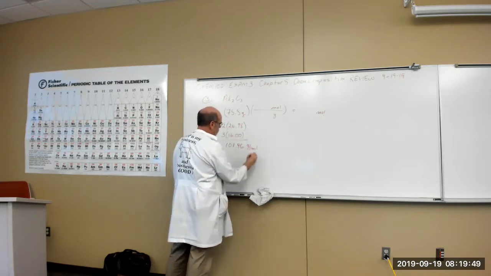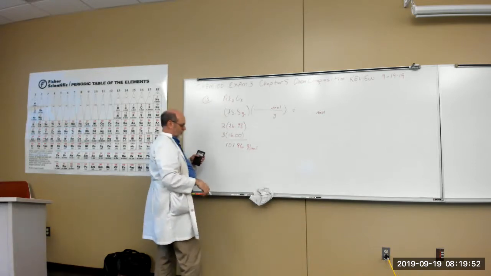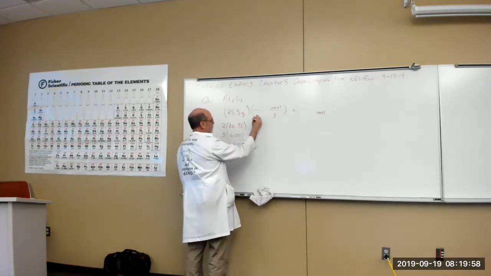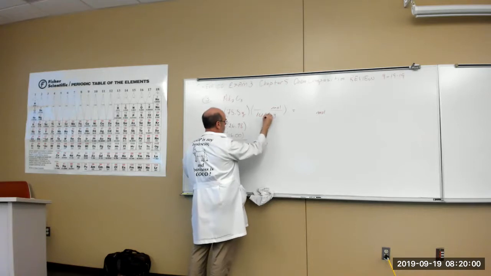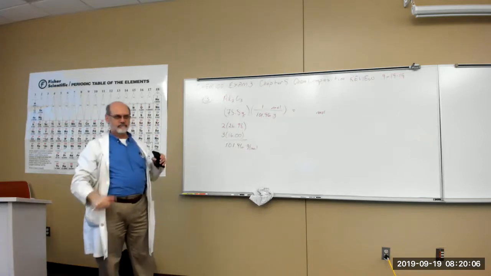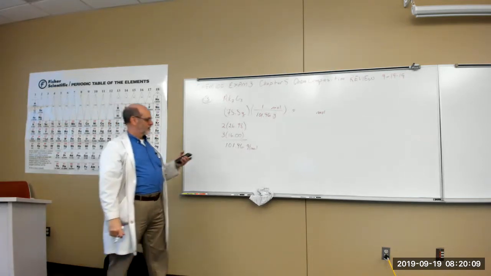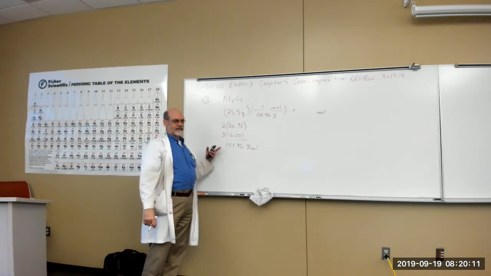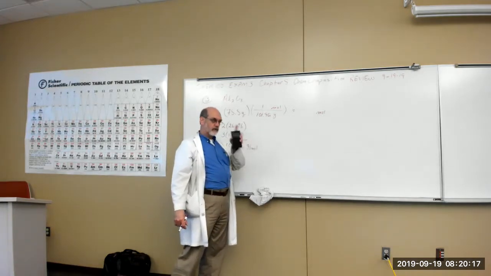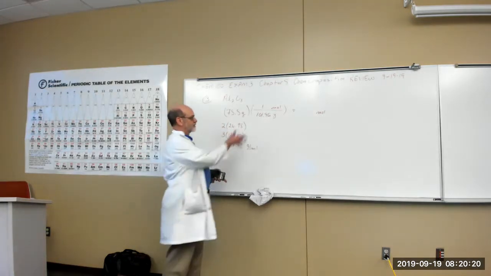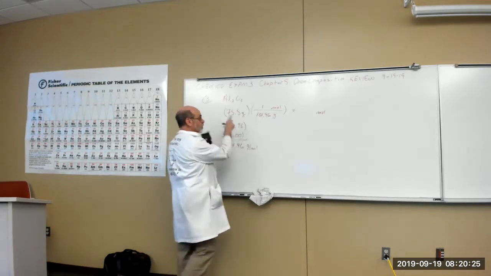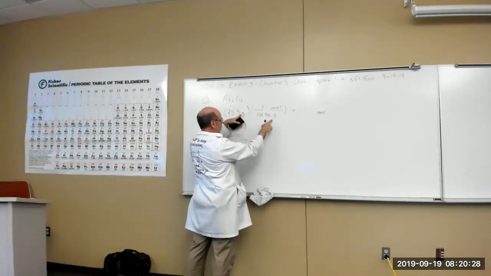Grams per mole. This means that grams is on the top, moles is on the bottom. But here we need grams on the bottom. Now, why can I do that? It's a conversion factor. But even more than that, I can flip it like that because all conversion factors are equal to 1. So it doesn't matter if it's this way or that way, it's still equal to 1. But I need it this way because grams on the bottom cancels grams on the top.